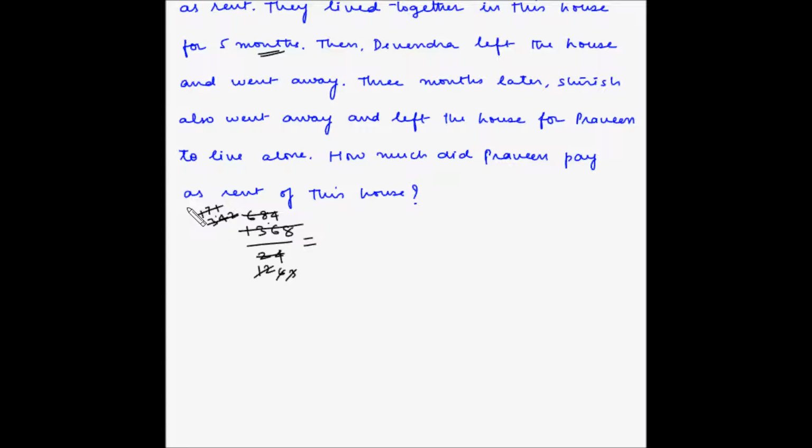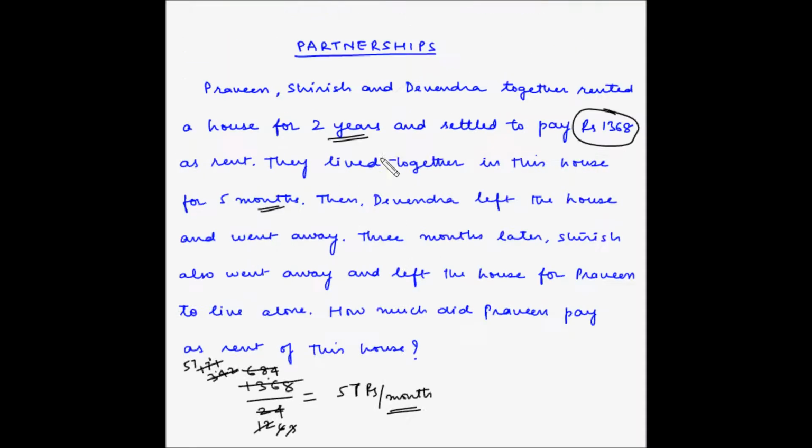3 5s are 15, 2 carry over, 3 7s are 21. So 57 rupees per month is the rent. Now, out of the 24 months, Devendra lived in the house only for 5 months. And Shirish left 3 months after Devendra left. So Shirish lived in the house for 8 months.